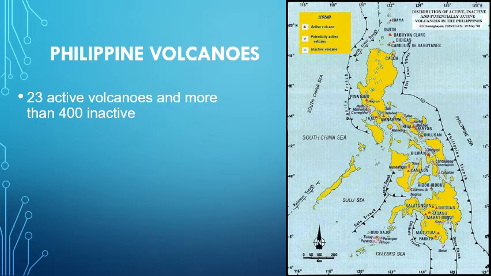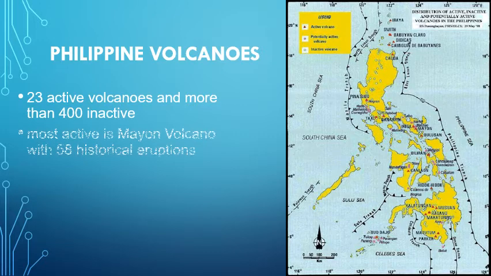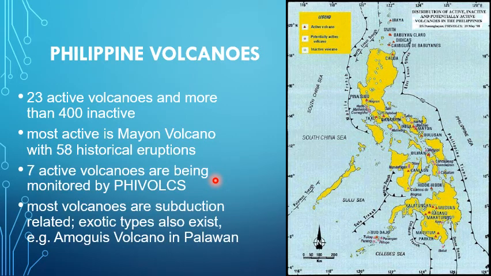Philippine volcanoes. This is just a summary of the characteristics of volcanoes in the Philippines. We have 23 active volcanoes among the more than 400 inactive volcanoes in the Philippines. They are distributed in Luzon, Visayas, and Mindanao. The active volcanoes are shown in a triangle. It includes Pinatubo, Banahaw, Iriga, Mayon, Bulusan, Biliran in Leyte, Canlaon in Negros Island, and Hibok-Hibok in Mindanao.